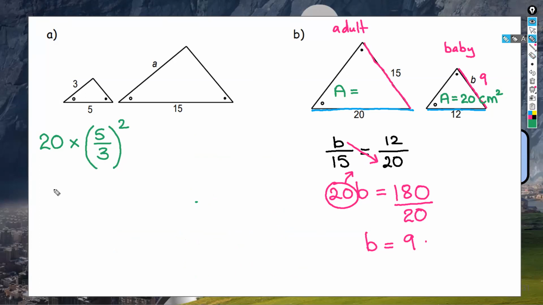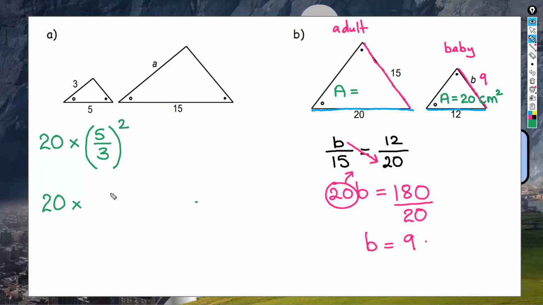So how do we work this out? Remember, quick question, who does this squared belong to? Does it belong to the 5 or does it belong to the 3? See if you can remember back to indices when we were doing it in September. I tried to trick you all. It actually belongs to both of them. So the 5 gets squared and the 3 gets squared.